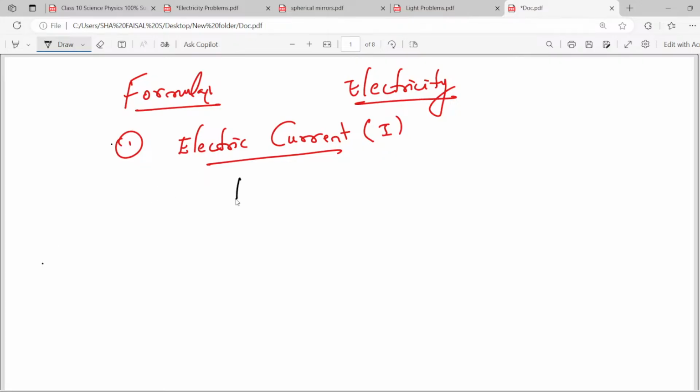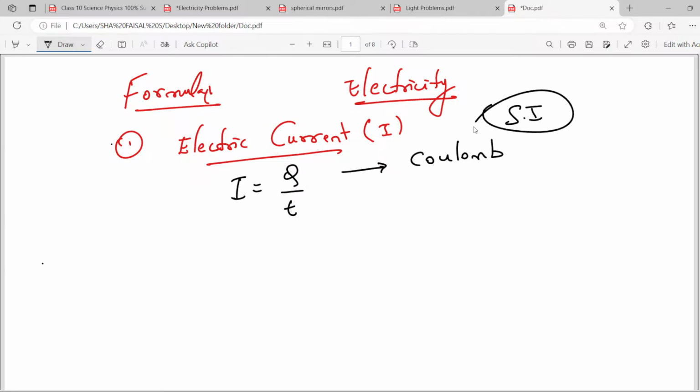So electric current is denoted by the symbol I. I is equal to Q upon T, that is Q by T. I is electric current. What is Q? Q is called charge. It is denoted by Q, and the SI unit of charge is coulomb.